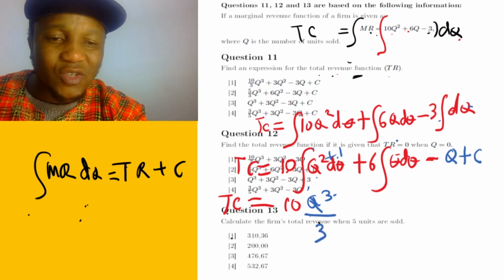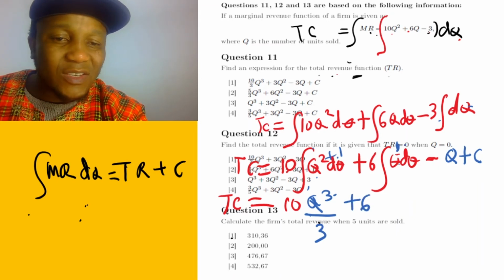Now you go for the second one. There's no visible power, which means the power is 1. So we still have our 6, and this is q to the power 1. 1 plus 1 equals 2, so it's q squared, and then we divide by 2.